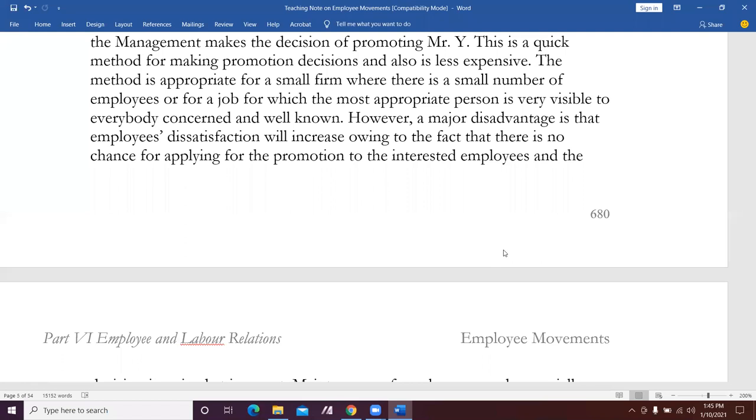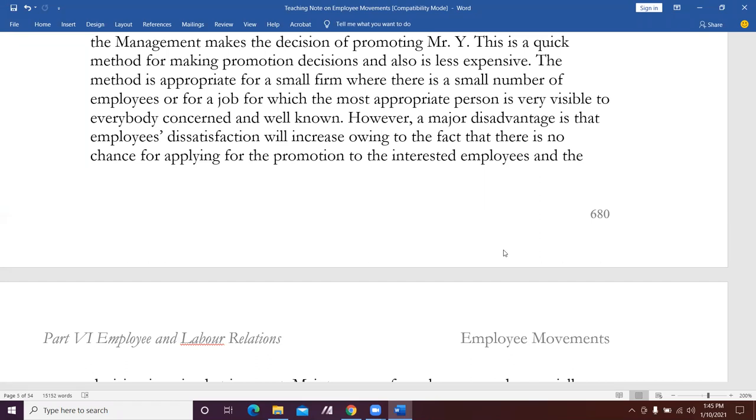Also, if there is a very outstanding person, assume the job of general manager became vacant, and there is a very outstanding person inside, well known to everyone throughout the organization, and there are no other persons who can be compared with this person, then the decision is obvious. Who is going to be promoted? The decision is obvious. So in that case, no need to use the open method.